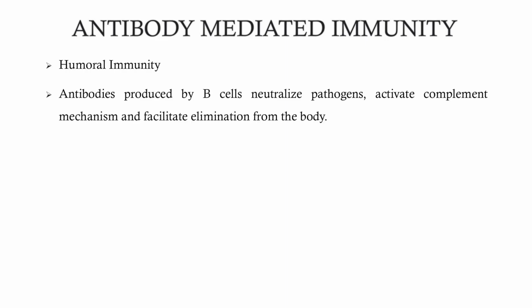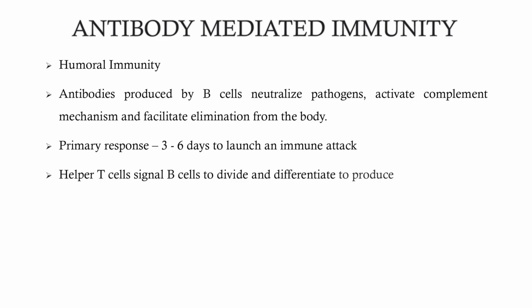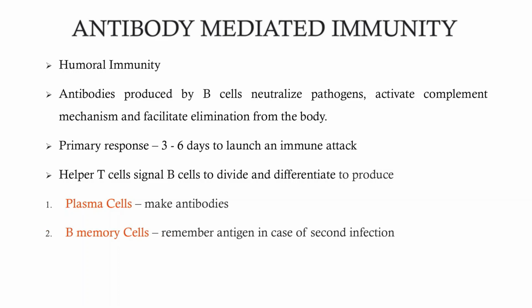Antibody-mediated immunity is also called humoral immunity. The antibodies produced by the B cells neutralize pathogens, activate the complement mechanism, and facilitate elimination from the body. The primary response is about 3 to 6 days from the recognition, and then the immune attack is launched. The helper T cells signal B cells to divide and differentiate to produce two types of cells, namely the plasma cells, which make antibodies, and the B memory cells that remember the antigen for future recognition of the same organism and for an immune response.